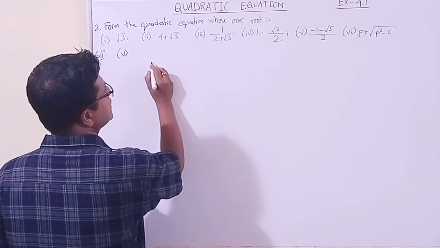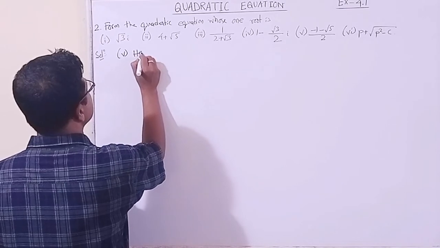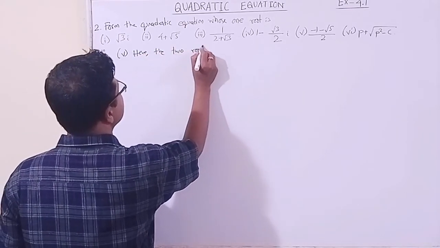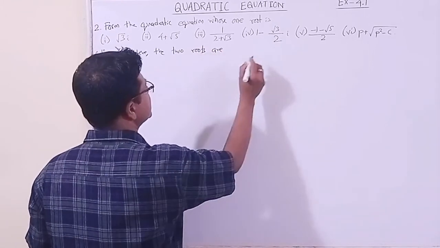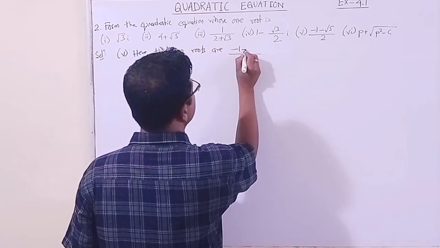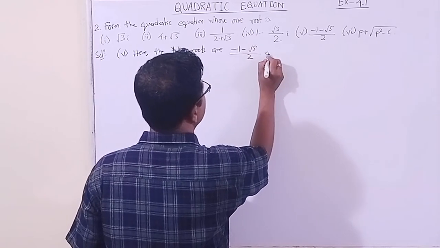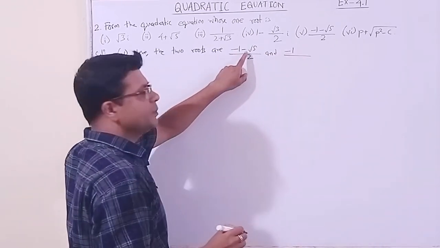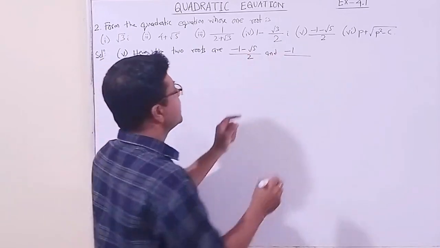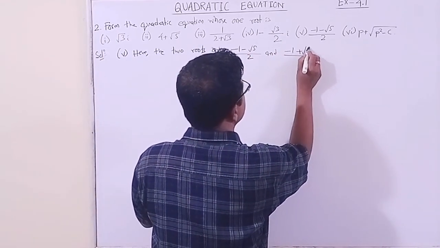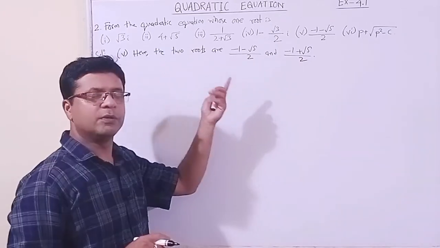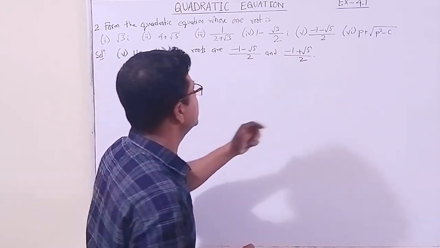Then dear students, let us move to number 5. Here the two roots are, we have to take their conjugate. One is minus 1 minus root 5 by 2, and what is the conjugate of this? Minus 1, then it is minus root 5, so the next one will be plus root 5 by 2. Okay, thus we have written the two roots. Now what we'll do, we'll find their sum and the product of the roots.